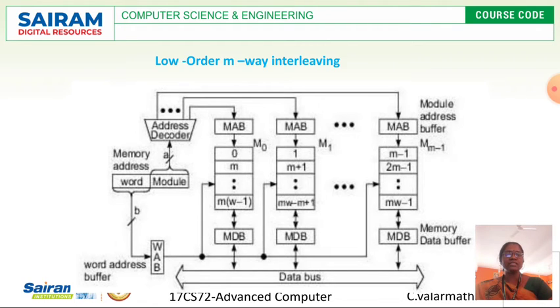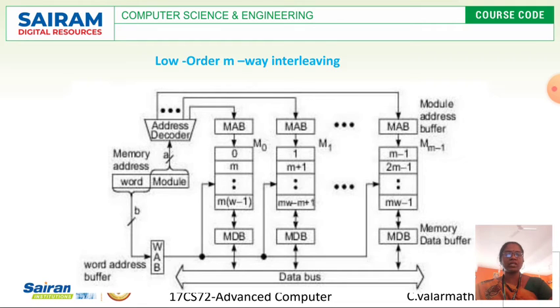Right? So this is the assembly showing low order M-way interleaving. Here MAB is nothing but memory address buffer, MDB is nothing but memory data buffer, and WAB is nothing but word address buffer, right? The rightmost field is used for representing the word address bits, that is called the B bits of representation. This B bits of representation is given to the WAB, that means word address buffer, and it is directly connected to the word address, memory module address.